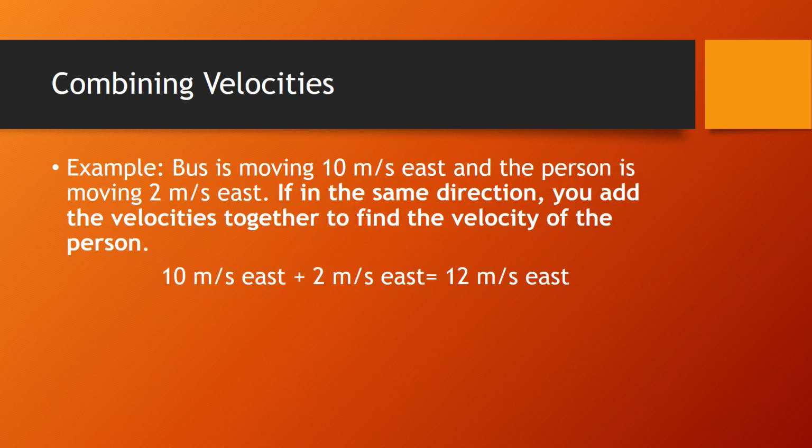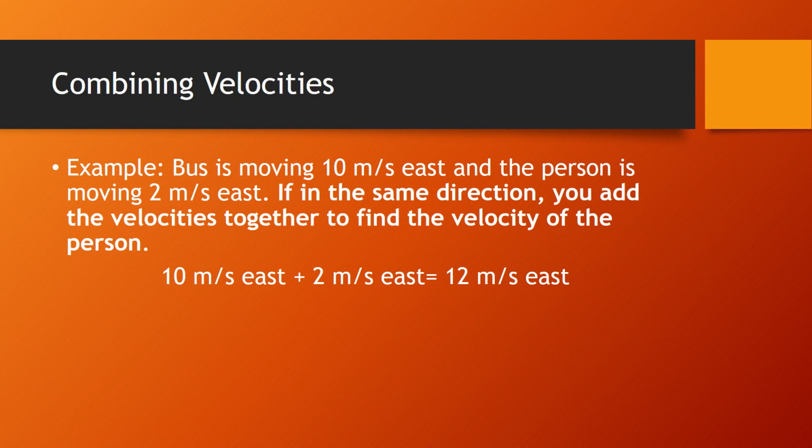So for example, we can have two different scenarios. We can have the objects moving in the same direction, or we can have the objects moving in different directions. The first one we're going to look at is when we have two objects that are moving in the same direction. So say there's a person on a bus, and the bus is moving 10 meters per second east. The person on the bus is also walking 2 meters per second east. So that's like somebody standing in the back of the bus, walking towards the front while it's moving.